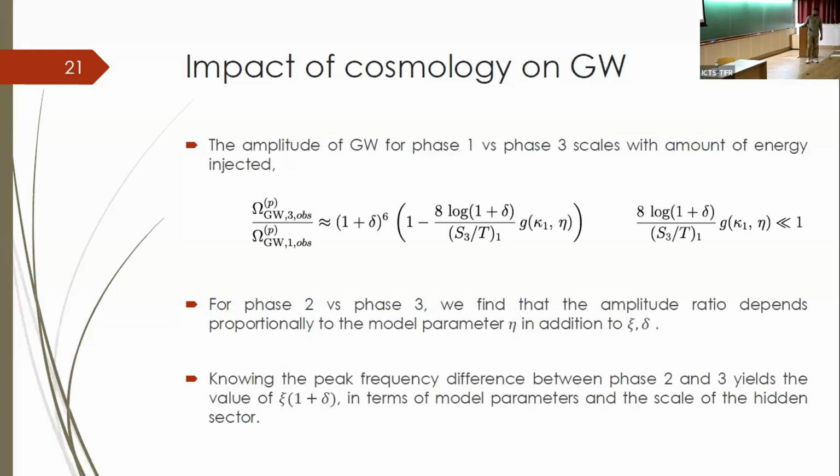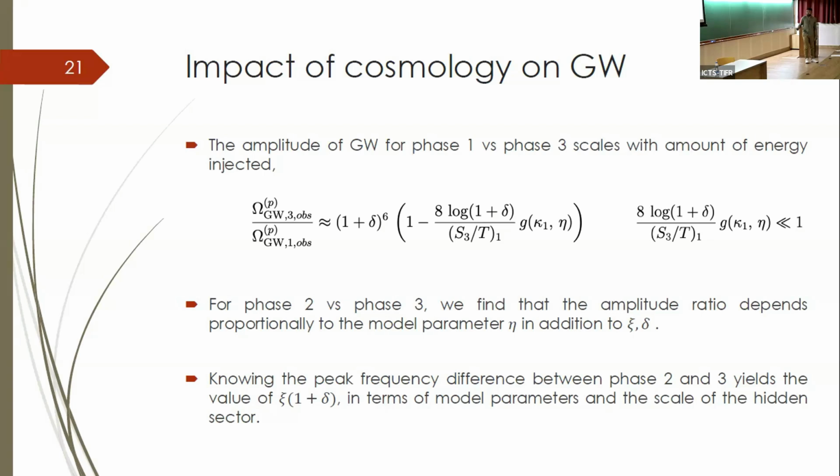But at least for our case, what we also found is that the amplitudes of the gravitational waves for phase 1 and phase 3 are also related in terms of delta. The peak amplitude for phase 3 with respect to phase 1 is given by 1 plus delta raised to R6 times an order 1 number. So for larger delta, the overall amplitudes will be further separated, and for very small delta, they will be on top of each other, as we expect.